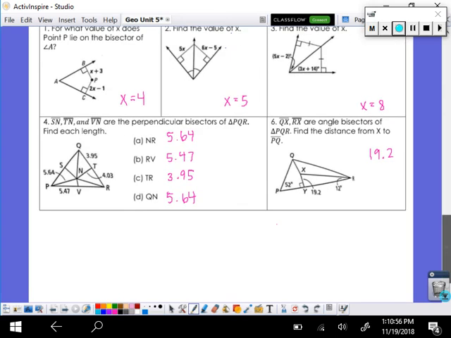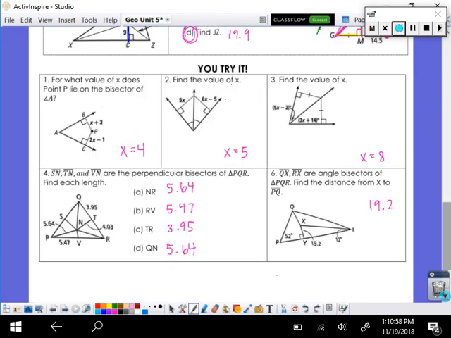Hopefully you didn't have too much trouble with those. Again, in the filled out notes, in the Google Classroom, you can see the equations that I wrote for some of those problems.